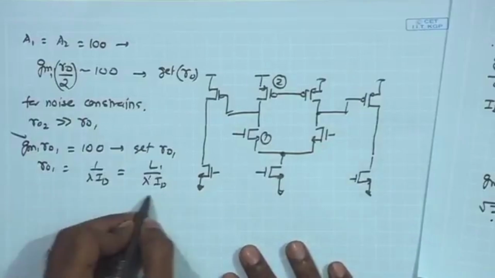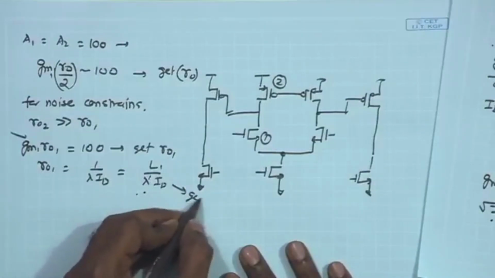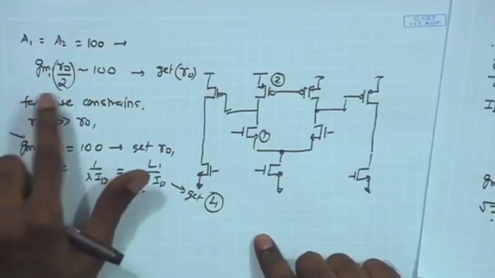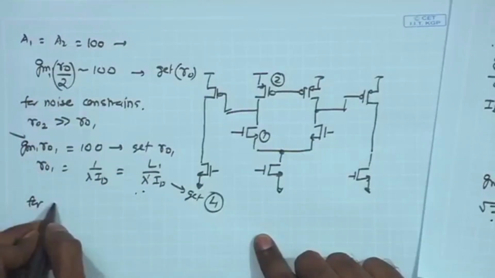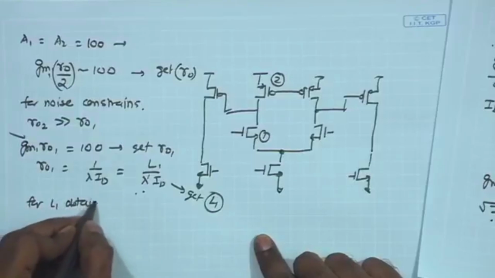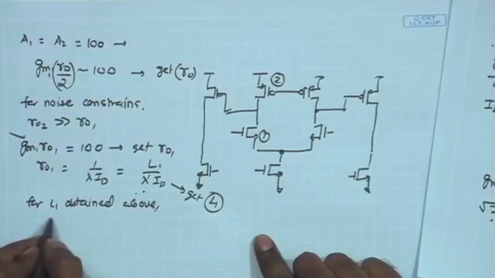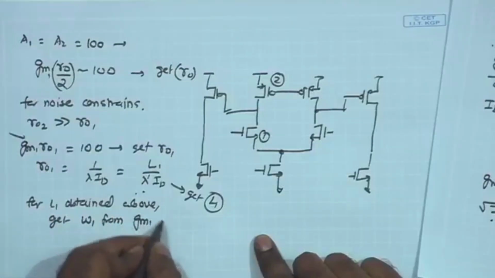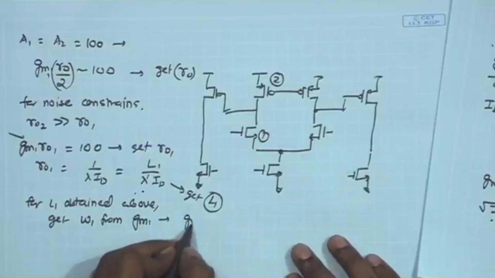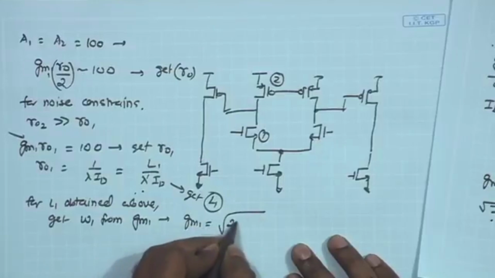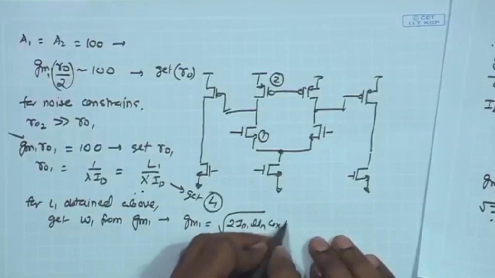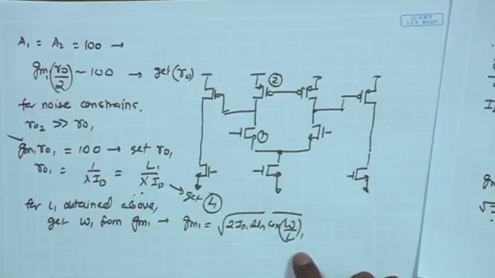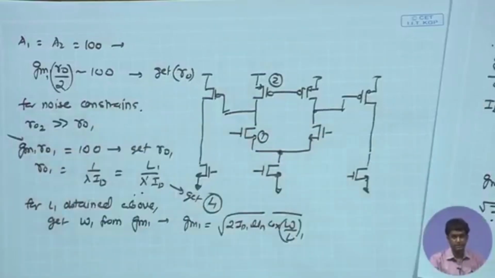And once we get L1 from here, we can get the W of the input device also, because from the GM constraint, once we have L1 obtained above, we can get W1 from GM1, because again the GM1 is nothing else but root under 2 ID1 mu n COX W by L1. So, since L1 is known, ID is known, I can find out the W1 required. So, I have the input device sizes for the first stage.